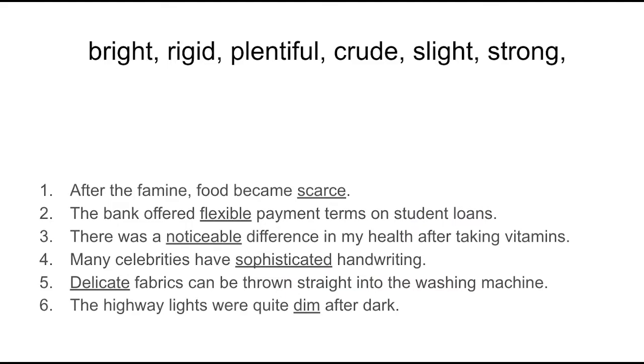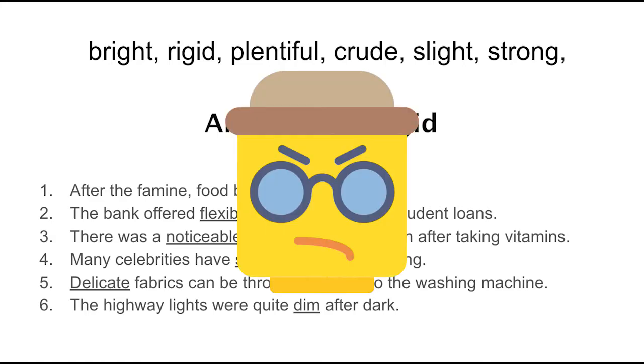Okay, number 2, the bank offered flexible payment terms on student loans. Okay, so the word here, flexible, is underlined, and we're trying to decide what the opposite meaning is. So if the payment terms are not flexible, we say they are rigid. They are rigid. Okay, that means they can't really help you adjust the timing of your payment or any interests, okay?